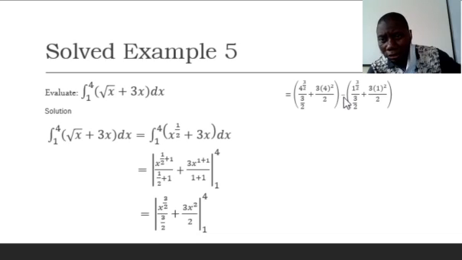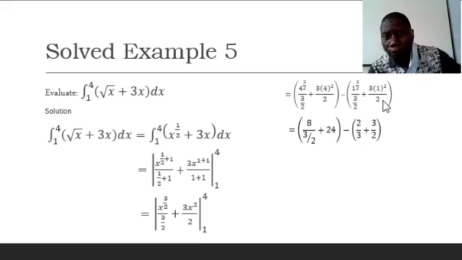Minus, I'll now use 1. That will be 1 raised to power 3 over 2 over 3 over 2, plus, if I put 1 here, 3 times 1 squared over 2. Solving further, 4 raised to power 3 over 2 will give me 8, over 3 over 2, plus 4 times 4, 16, times 3 divided by 2, that will give me 24. Minus 1 raised to power 3 over 2 should give me 1 over 3 over 2. By the time I find the inverse of this, it's going to be 2 over 3. Plus 1 squared is 1, 1 times 3, 3 over 2.